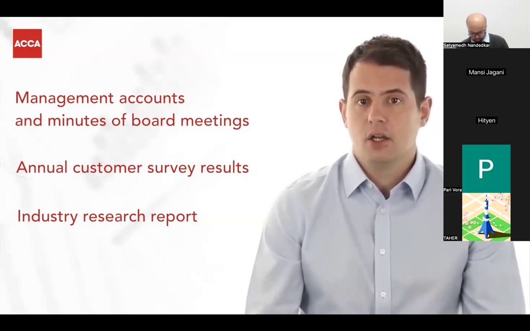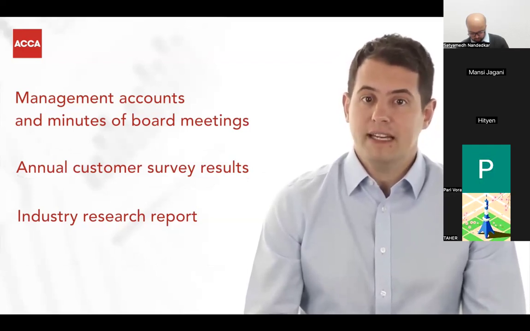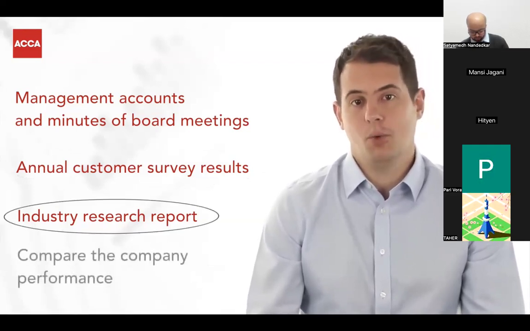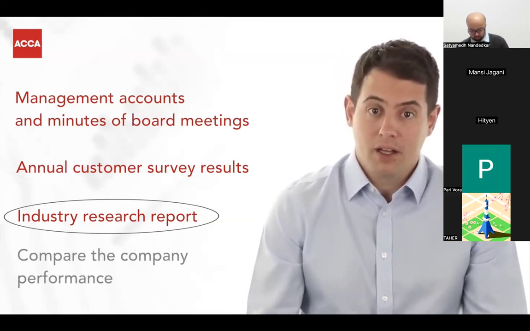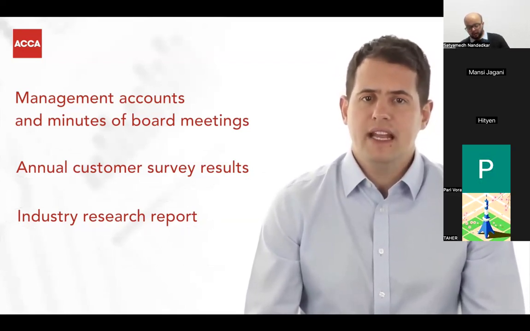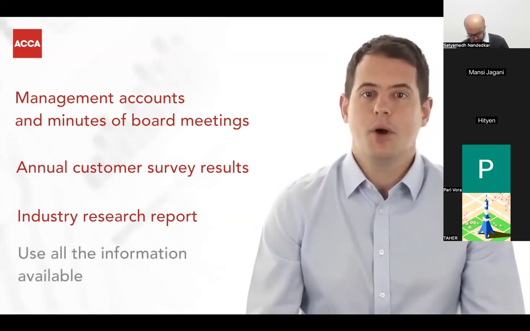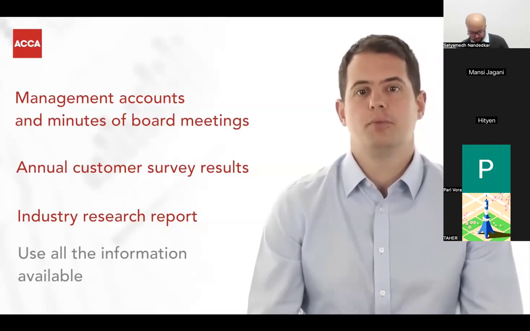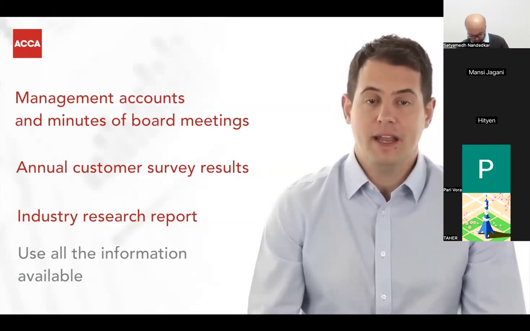And finally, what about the external performance of the business? Use the recently published industry report to compare the company performance against industry-wide data. What does it show? Is the company performing well in comparison to its competitors? It's vital to use all the information available to you to ensure you are able to give a well-rounded assessment of company performance in your report to the board. Ensure you allocate sufficient time to review each exhibit.